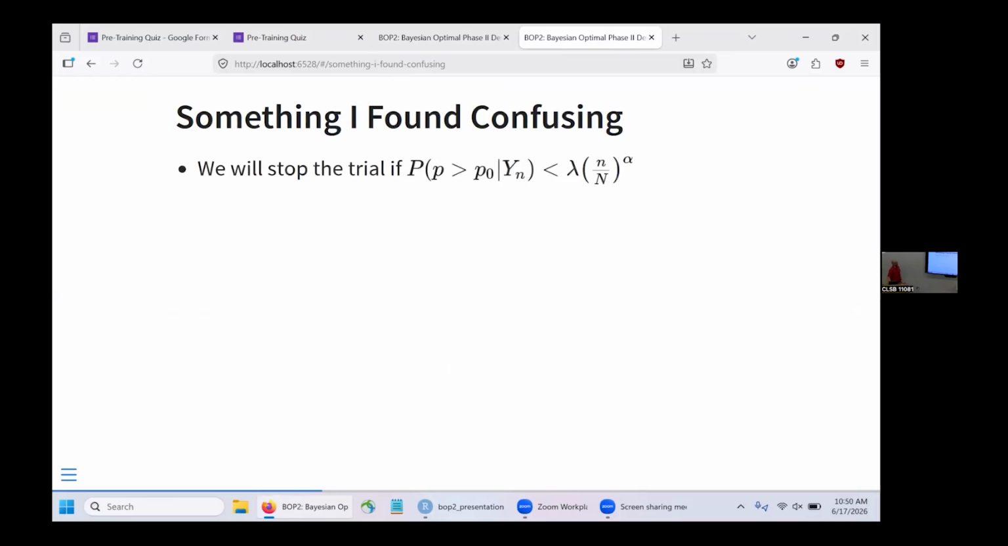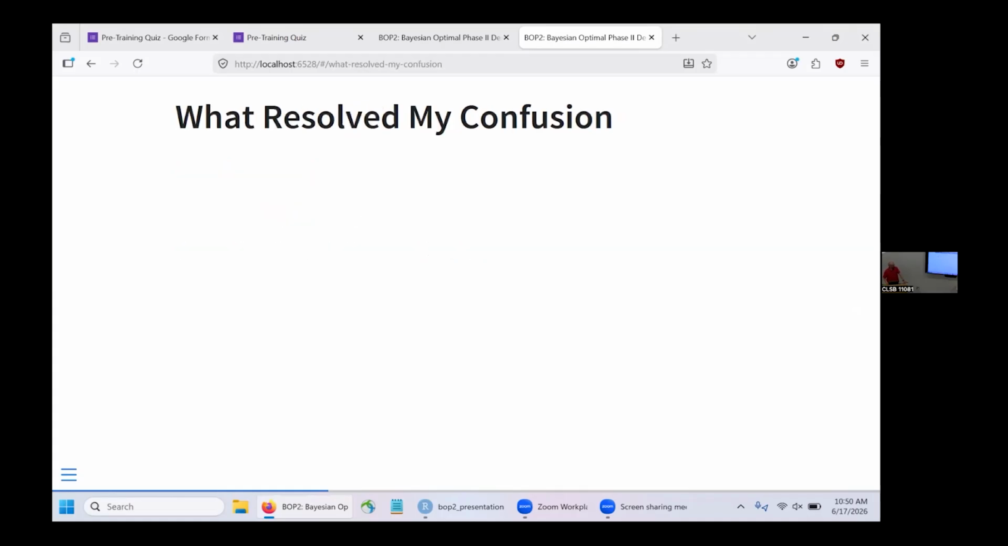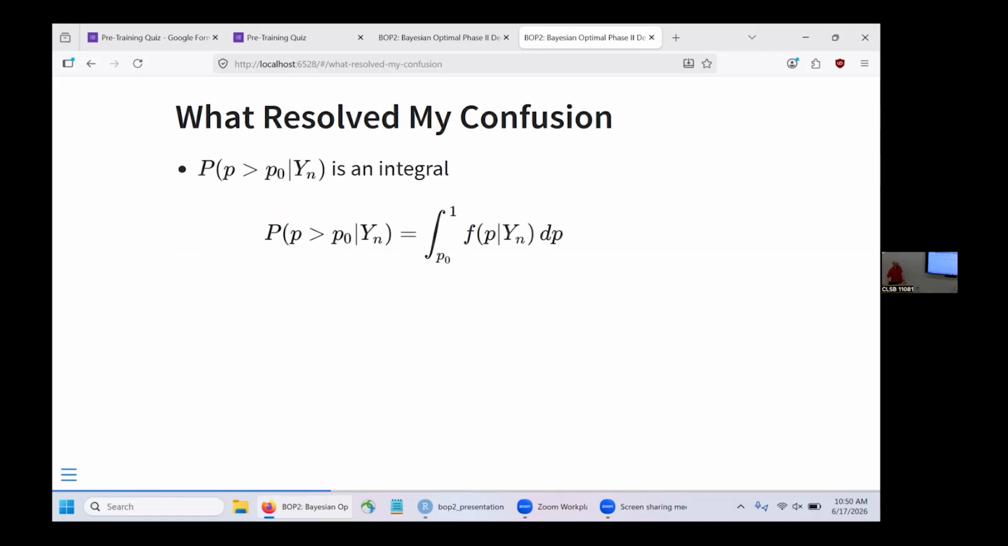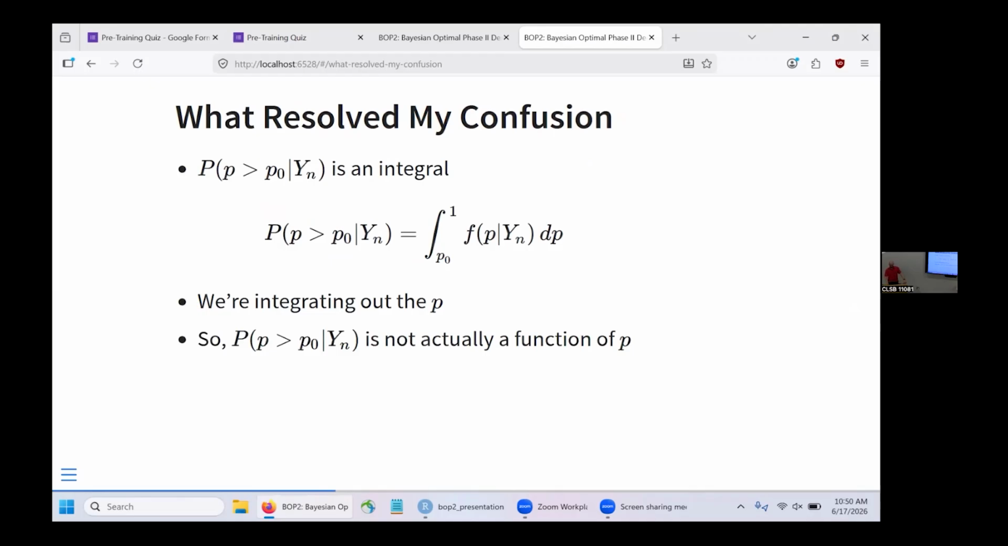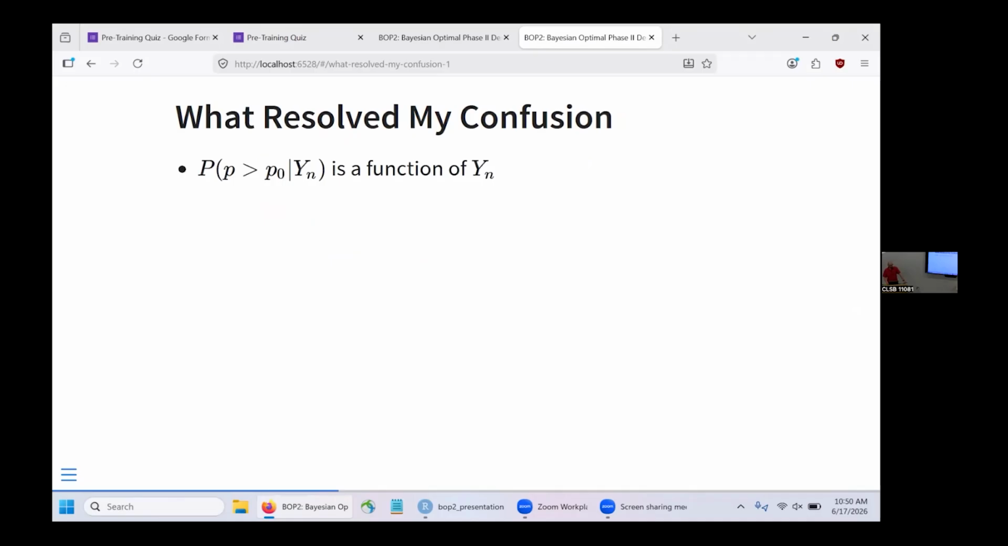So something that I found confusing: we're stopping the trial if this probability is below some threshold. Under the null hypothesis, we're setting p equal to p naught. So under H naught, won't this probability just be equal to 0? That was what confused me. What resolved my confusion is that this probability is an integral, and we're integrating out the p. So this probability is not actually a function of that p without a subscript. It's a function of y sub n, the number of responses that we see.